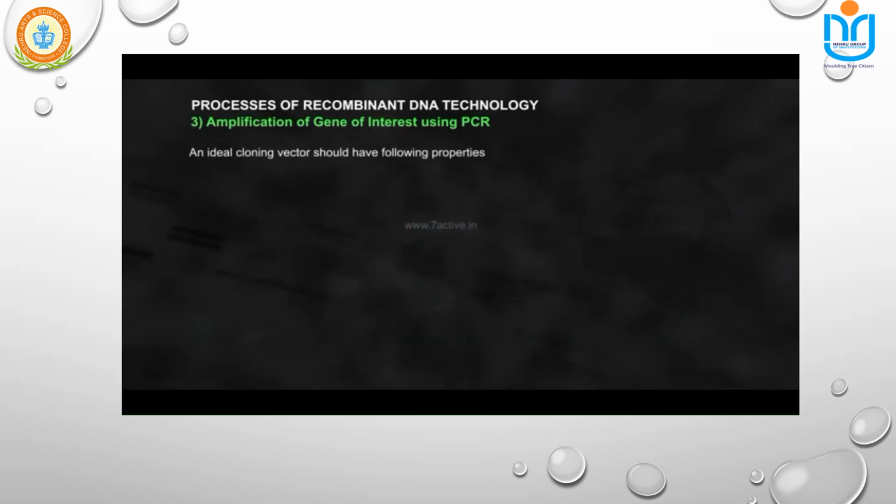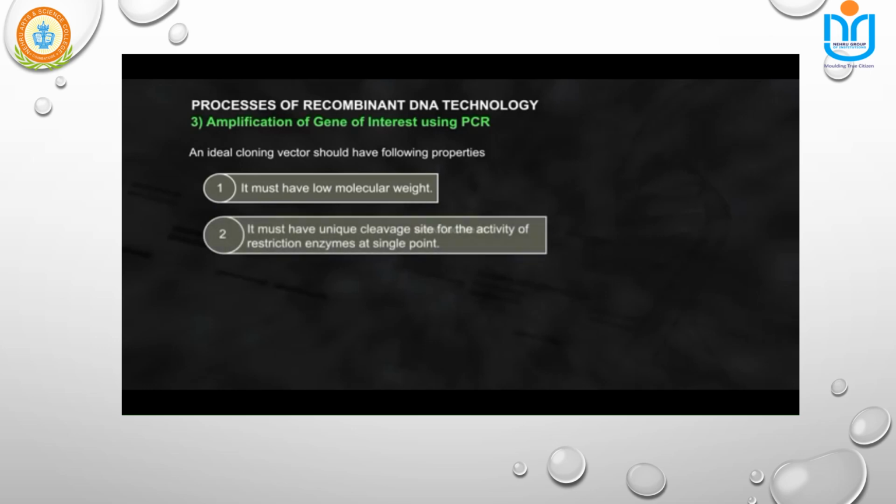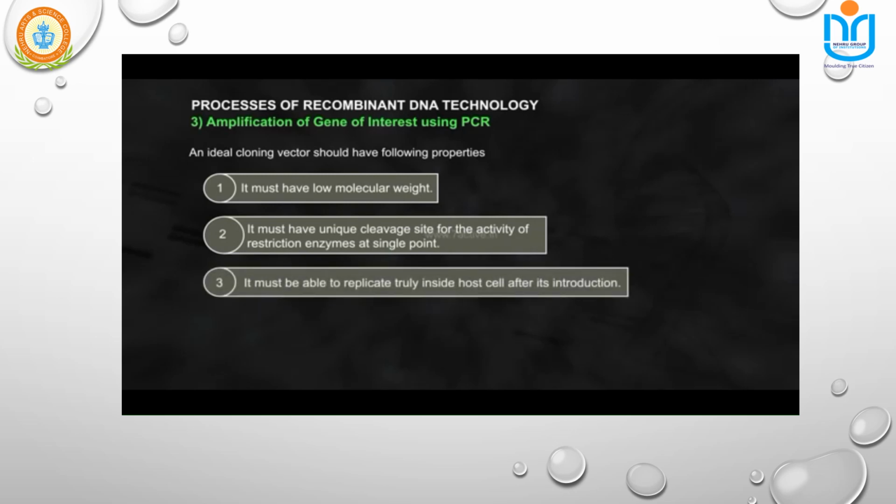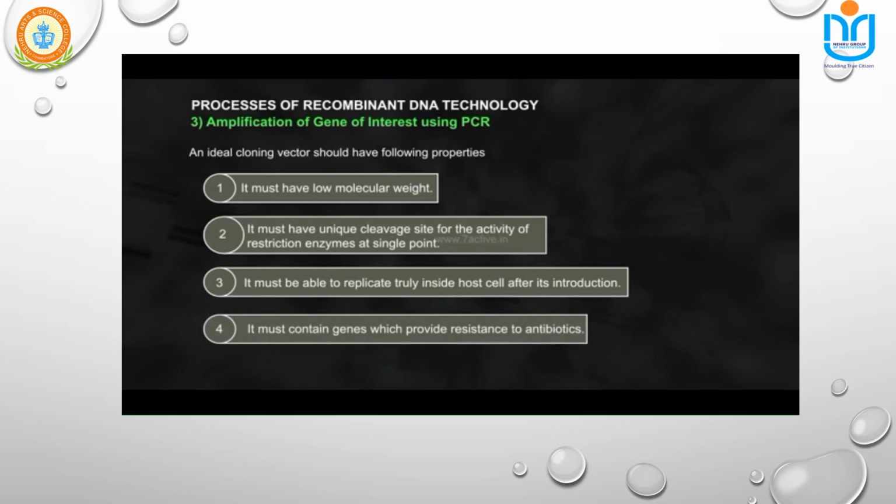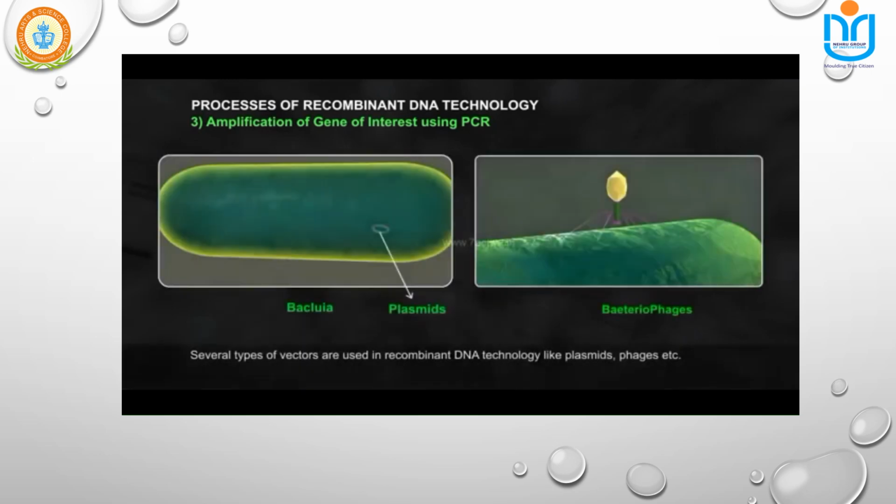An ideal cloning vector should have the following properties. 1. It must have low molecular weight. 2. It must have a unique cleavage site for the activity of restriction enzymes at a single point. 3. It must be able to replicate truly inside the host cell after its introduction. 4. It must contain genes which provide resistance to antibiotics. Several types of vectors are used in recombinant DNA technology, like plasmids, phages, etc.